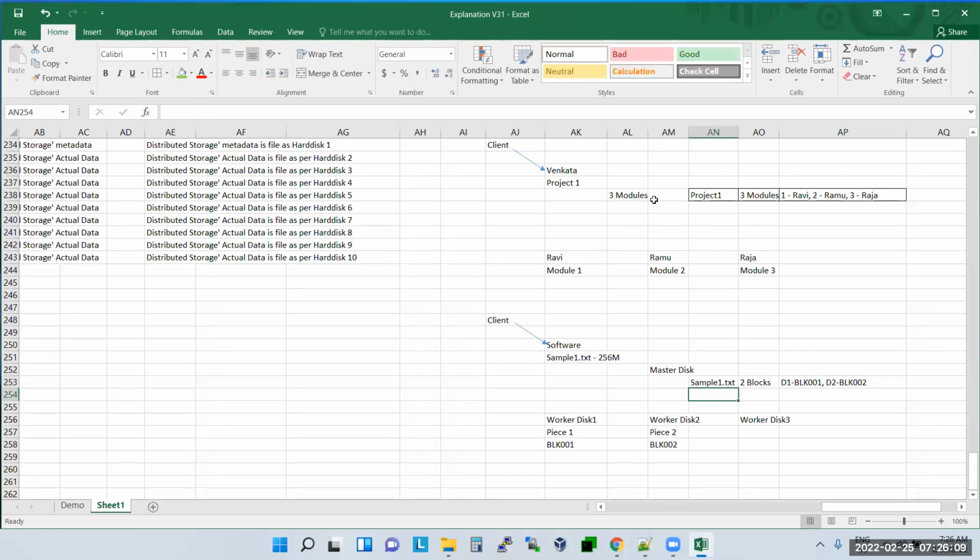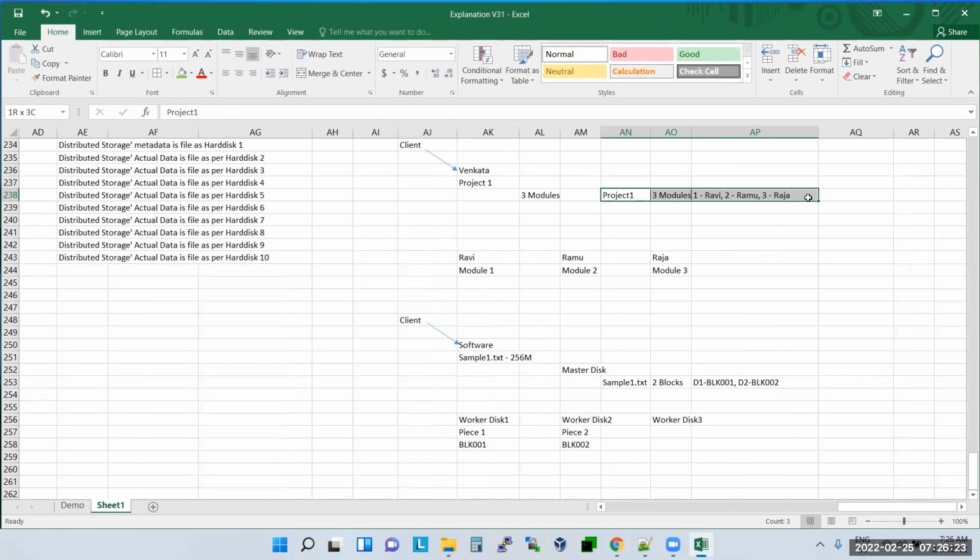If anybody sees this metadata here, they will understand that project one has 3 modules. The first module is with Ravi, the second module is with Ramu, and the third module is with Raja. They can clearly understand it by looking at this information.